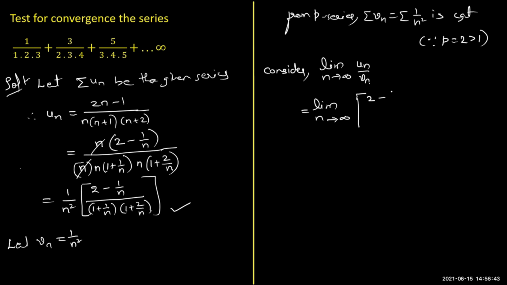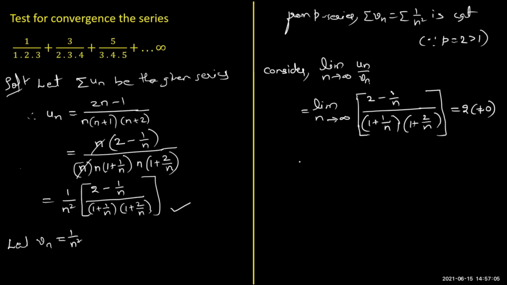Yeah, I'm just writing these terms once again: 2 minus 1 by n divided by 1 plus 1 by n into 1 plus 2 by n. So as n tends to infinity, clearly as we know, 1 by n, 2 by n, both approach 0. That's how you will get the limit as simply 2, which is finite and of course non-zero.